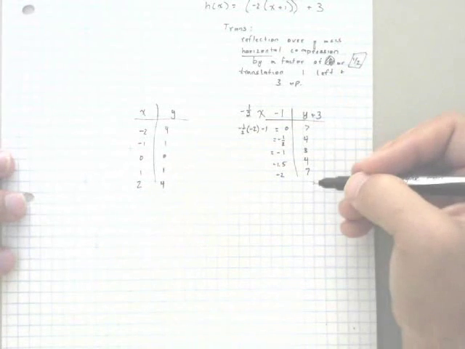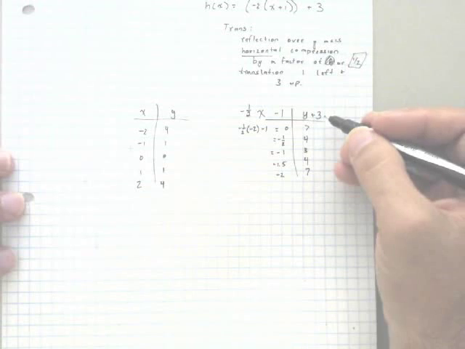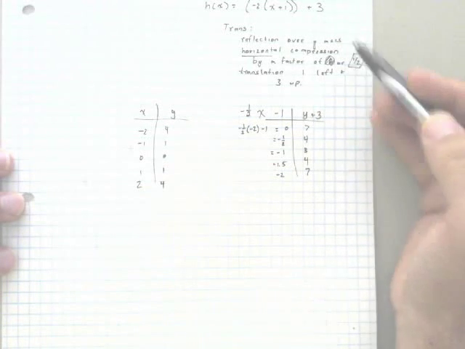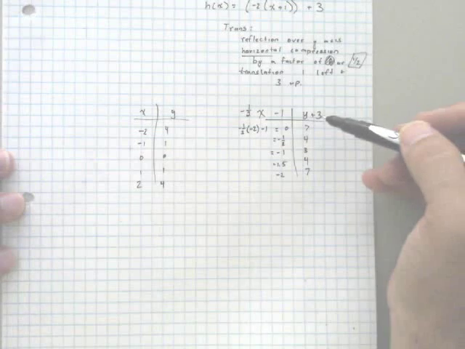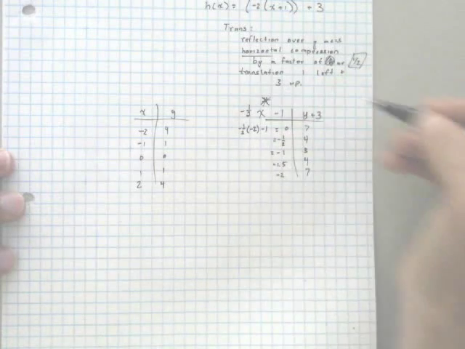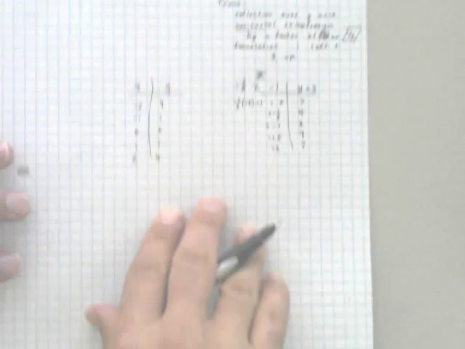So the transformations that affect your y values are what they are. If it's plus 3, I add 3. If I'm multiplying by 2, like the last example, I'm going to multiply by 2. But the transformations that change the x values are always a little weird.